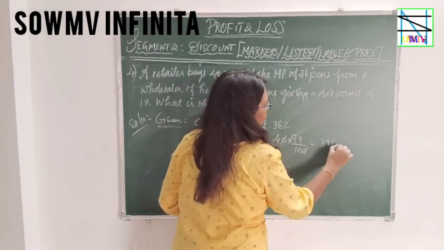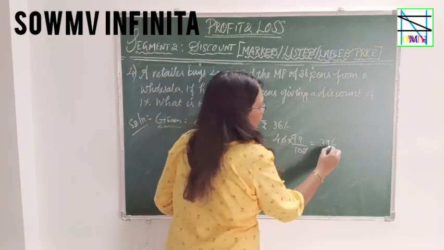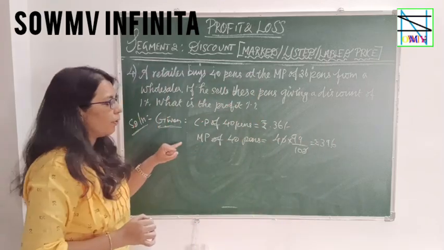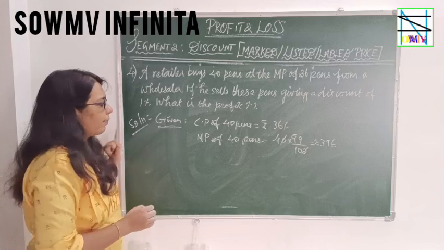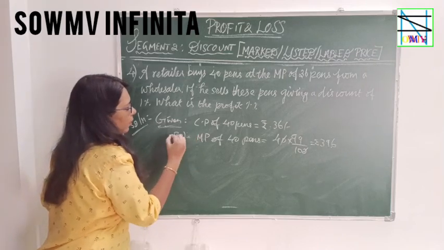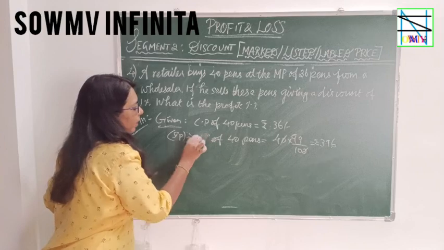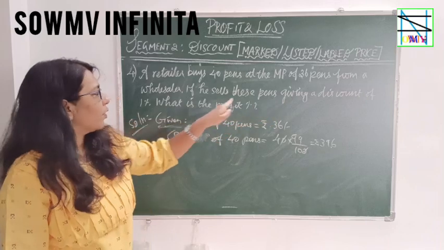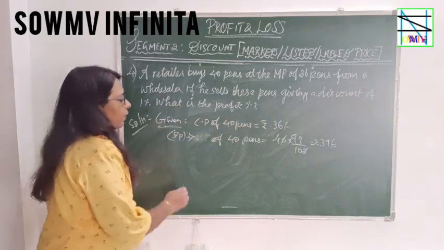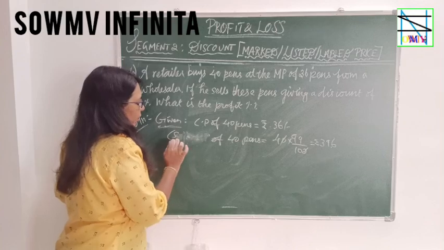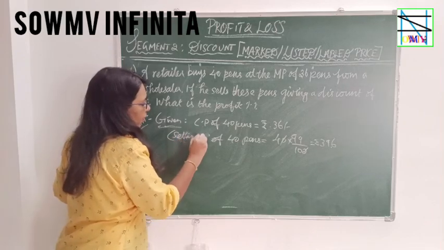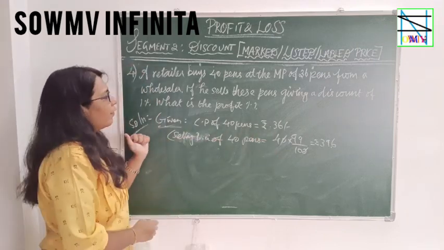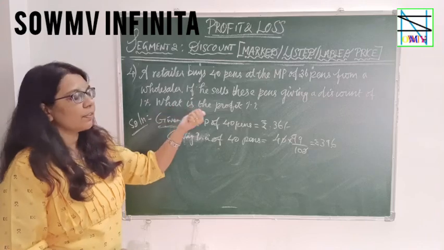4 into 99 is 396, here divided by 10. That means it has a decimal value. So 39.6 rupees is the marked price value, otherwise the selling price value. So this is the selling price of 40 pens because he sells these pens giving a discount of 1%. So the selling price of 40 pens is rupees 39.6. We can find the profit because they asked what is the profit percent.